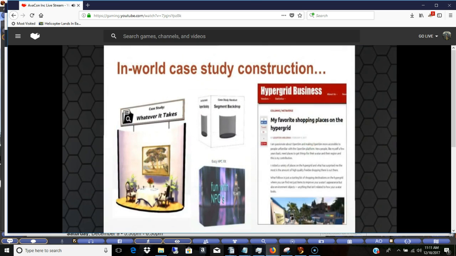So turning next to a little bit of how-to. As I said before, I use these little backdrop segments for each segment of the case studies that I create.